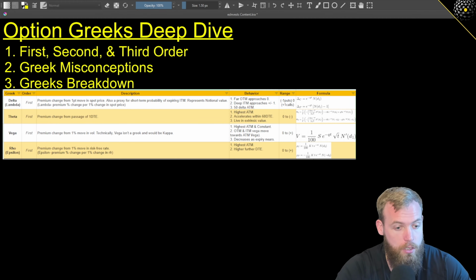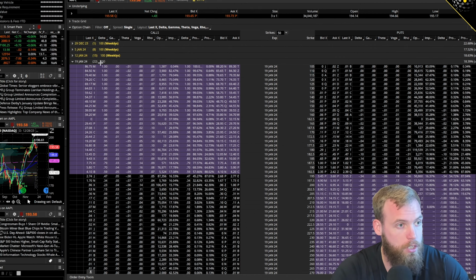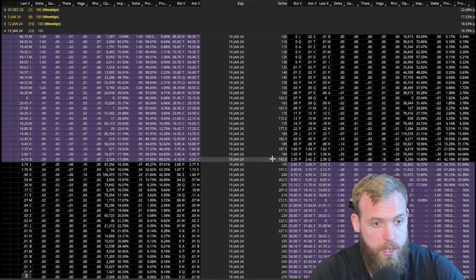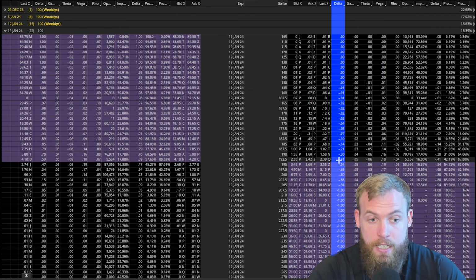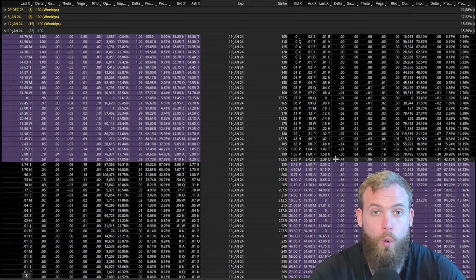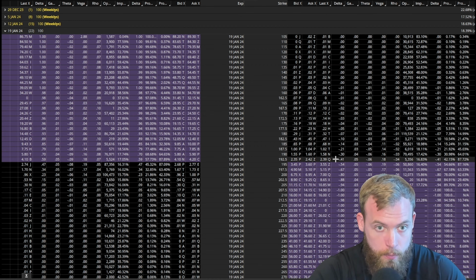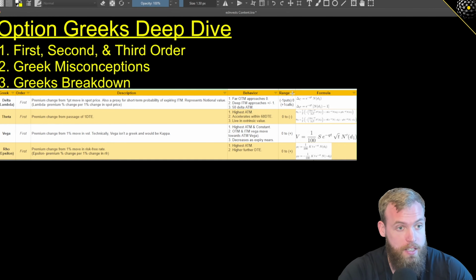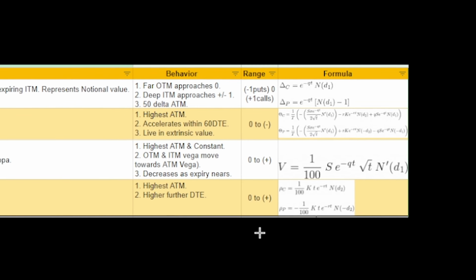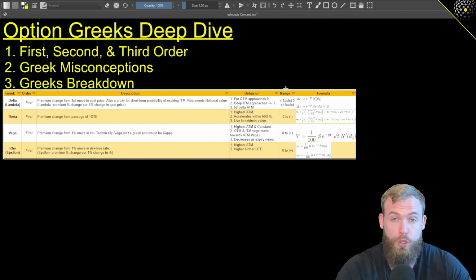So let's take a look at a quick example. I'm going to use Apple. And right now we're looking at the 19 Jan expiration chain. This is delta. Now, when you look at an options chain, this is always in the context of if you were to buy the option. So when we're looking at this column that shows the range of these different figures, it's in that same context as if you were to buy that option. If you choose to sell the option, the inverse sign applies.